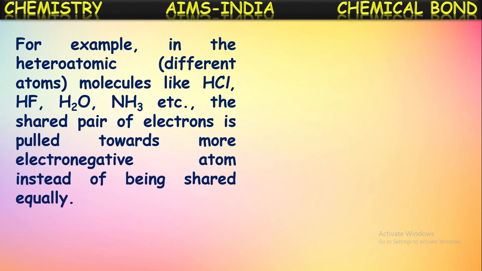Let us see an example. For example, in heteroatomic molecules, hetero represents different. The molecules which contain different atoms sharing electron pairs between them are called heteroatomic molecules. If the atoms are different, they will have different electronegativities. Even though they share a pair of electrons, out of those two atoms, the one with greater electronegativity will pull the pair of electrons towards it, and hence polarity will be formed. Thus, the molecules are called polar covalent molecules.